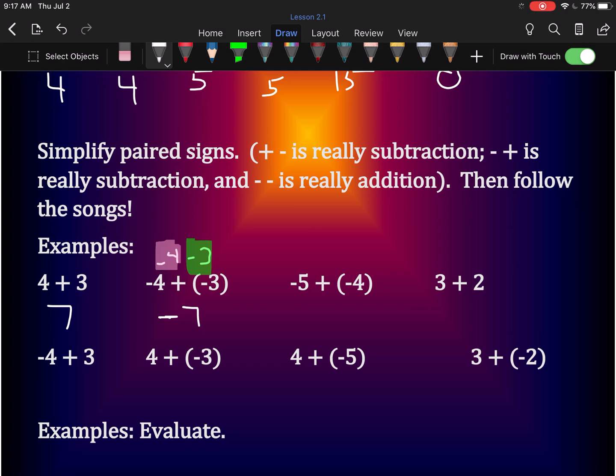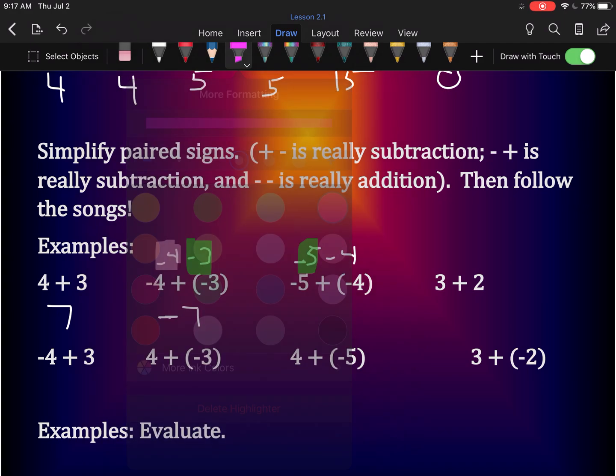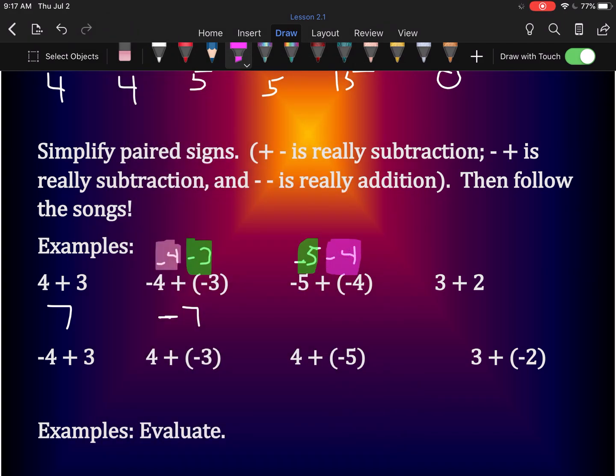This next problem, negative 5 plus negative 4. Again, I don't like paired signs, that plus negative, so I will rewrite plus negative as subtraction. And now we have negative 5 minus 4. When I look at those two numbers, they're both negative. They have the same sign, keep it, and add the numbers. 5 plus 4 is silly simple, it's 9.